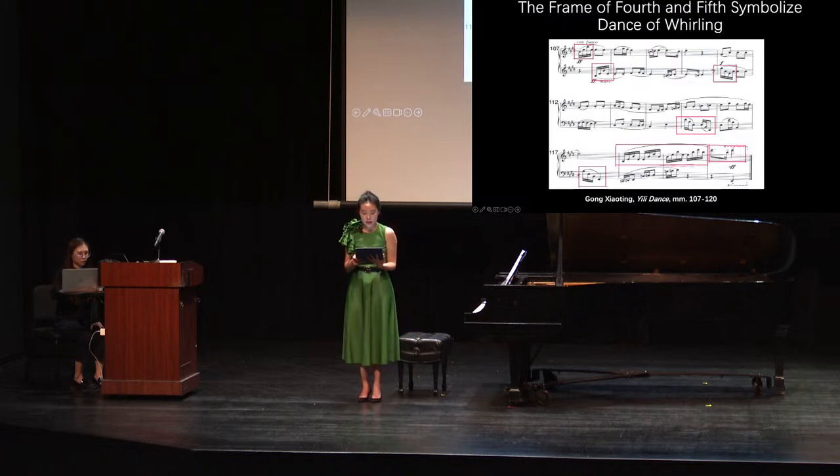Gong Xiaoting employs the frame of fourth and fifth throughout most of her musical works. This movement is no exception. As we can see from this example, the frame of perfect fourth and fifth are interwoven in this movement as well. It goes up by perfect fifth and then goes down by perfect fourth, which not only forms the circular arpeggio, but also changes the rhythmic pattern from 8th note to 16th note figure in order to symbolize the rapid whirling at the end of Xinjiang dance.